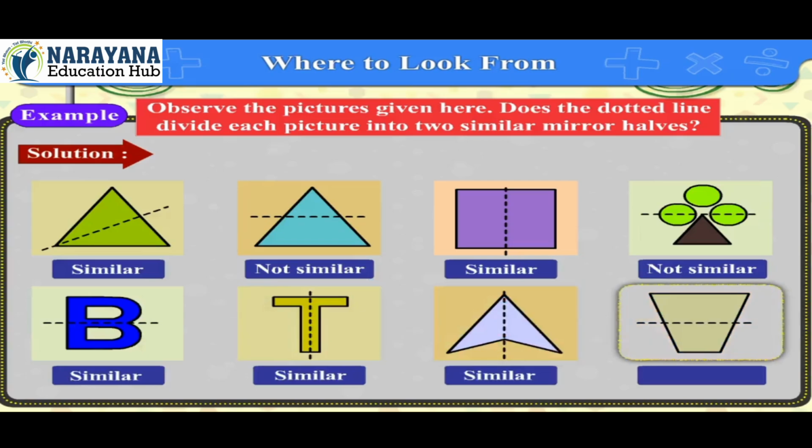Whereas in the 8th figure, the dotted line does not divide them into two exactly same parts, and also in the mirror they do not look the same.